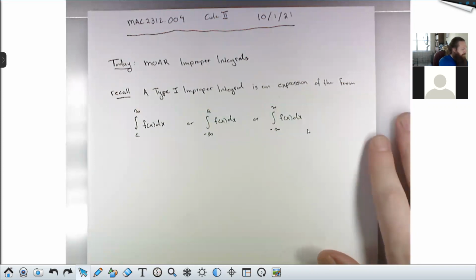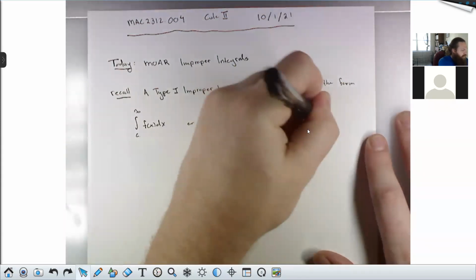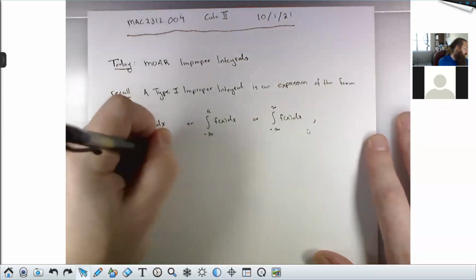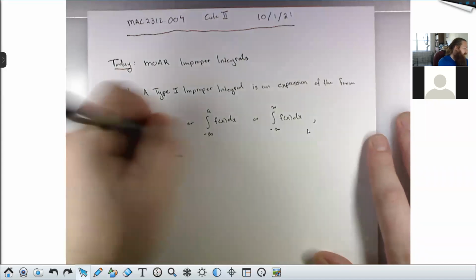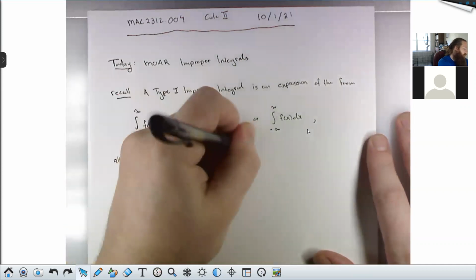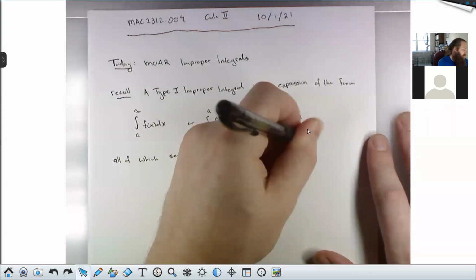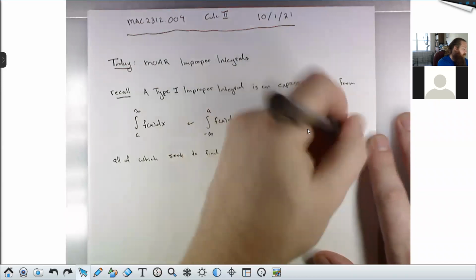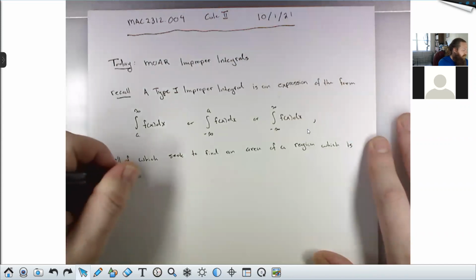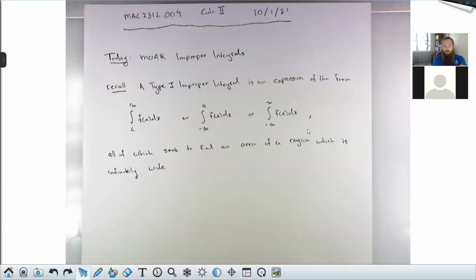So the main point I want to make here is that these forms, all of which seek to find an area of a region which is infinitely wide. All right, so each of these integrals is measuring an area.